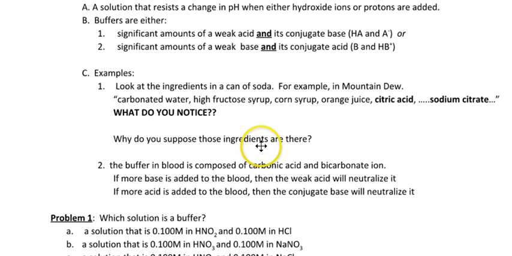So why do you suppose those ingredients are there? To preserve the pH. You don't want that drink to get too acidic. It's going to burn your throat going down. That'd be bad. You don't want that pH to change or it's going to really affect the taste.